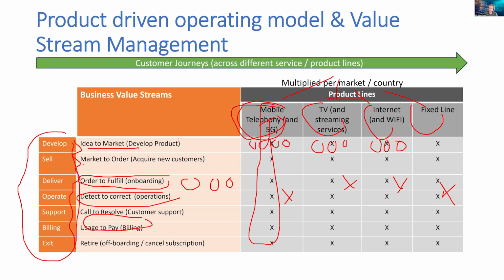Organize around products, more product driven, and then at the same time look at your end-to-end activities and processes that enable these flows. Curious how you see that, for example. Or do you recognize this?